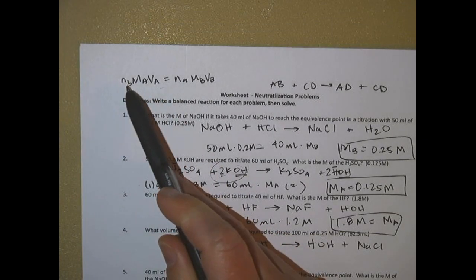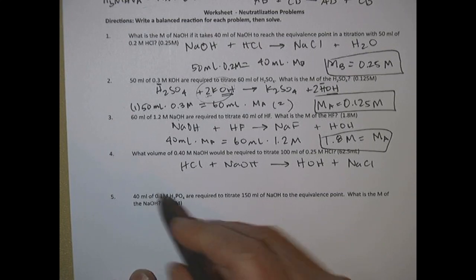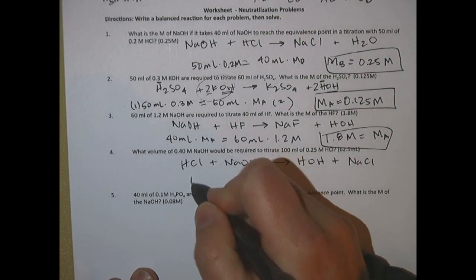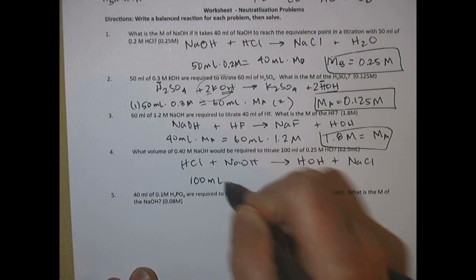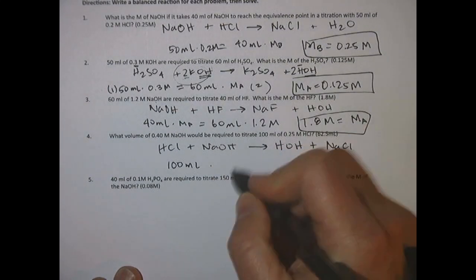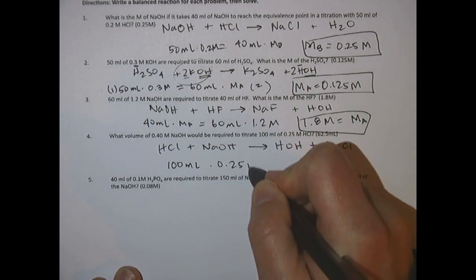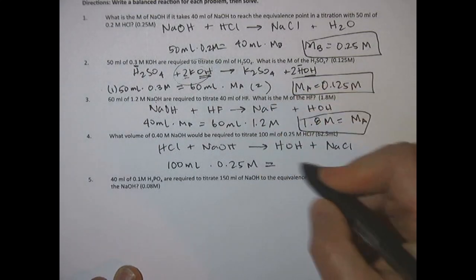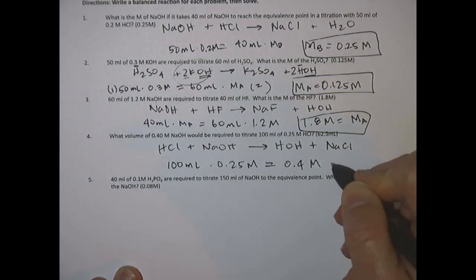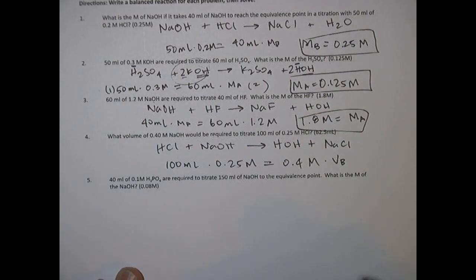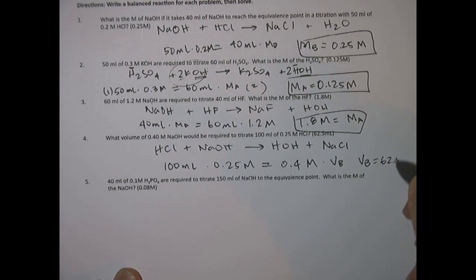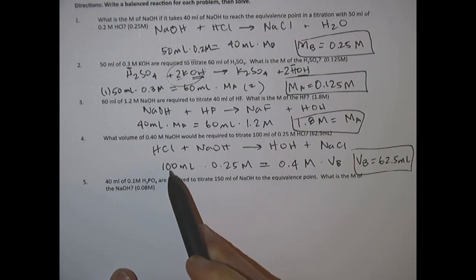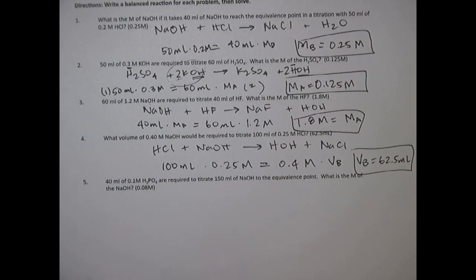That means you're not going to be using NB or NA. So in this one, I've got 100 milliliters of the acid. The molarity is 0.25 molar of the acid. The base is 0.4 molar, and I'm solving for the volume of the base. So divide both sides by 0.4, and you will find the volume of the base equals 62.5 milliliters. It's in milliliters because this one's in milliliters. If this was in liters, then this answer would be in liters.